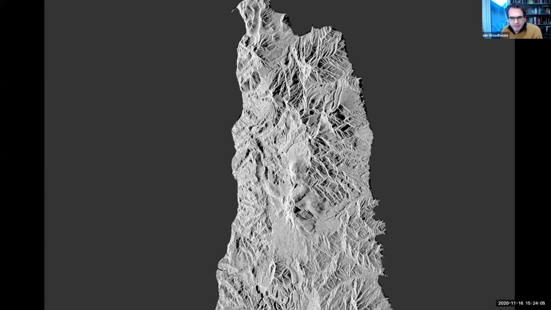And here's a nice example. This is just an island in the Caribbean showing you what it looks like visually when you have that layover or the foreshortening effect. If you look closely, you can see that it looks like they're all leaning. It looks like a geographical feature of some kind of layering, but it's not. It's because this has been imaged from the left, and all these mountain peaks look like they're leaning towards the sensor.